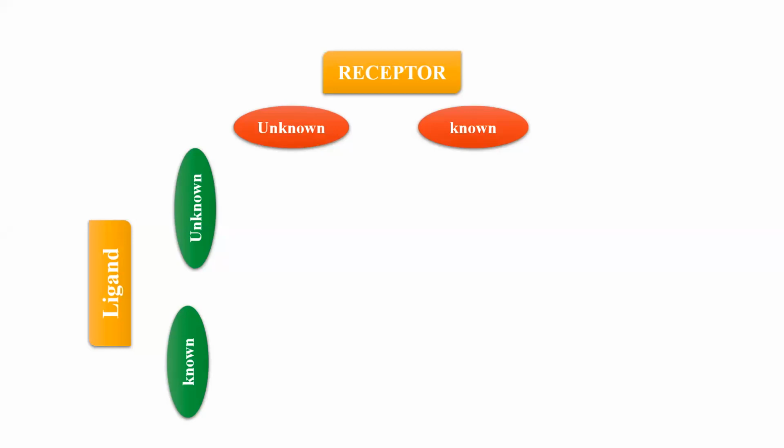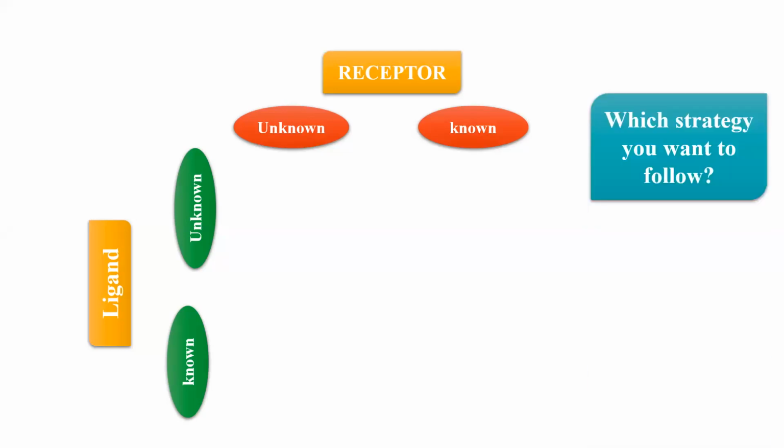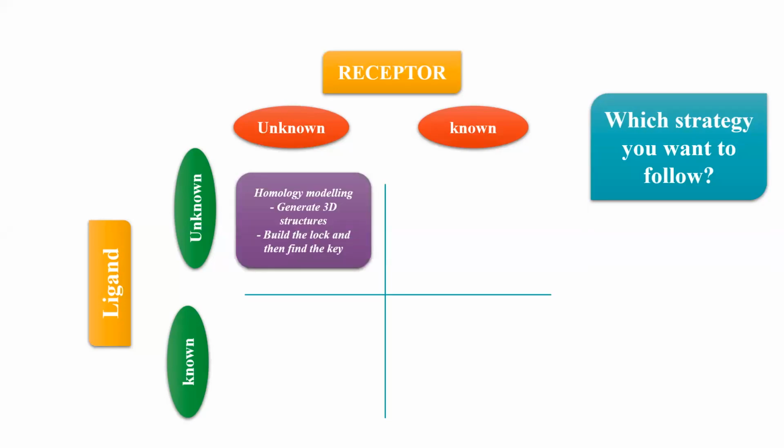Now you have two options. You have a receptor and a ligand, and you want to study both together. What strategy would you like to follow? There are four options for you. The first option is called homology modeling, which ma'am was also talking about yesterday. You have the receptor you want to study, but you are not provided with a three-dimensional structure of it.